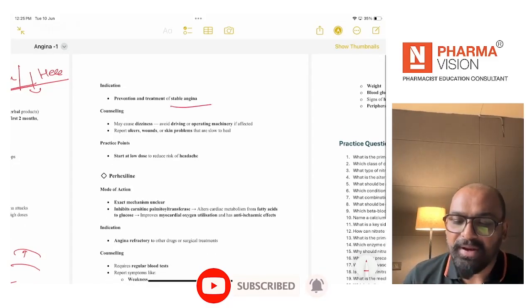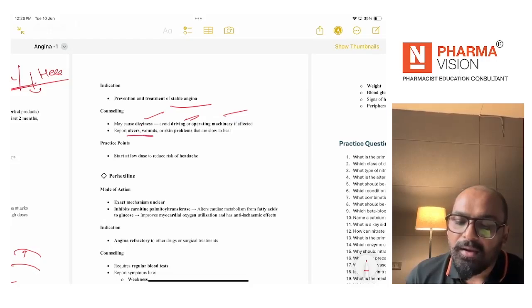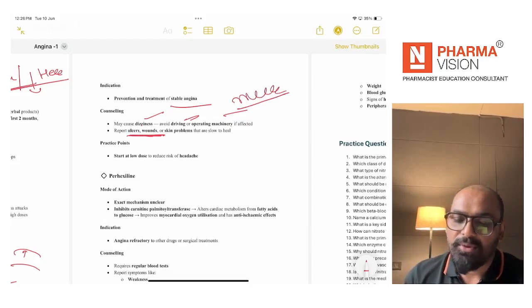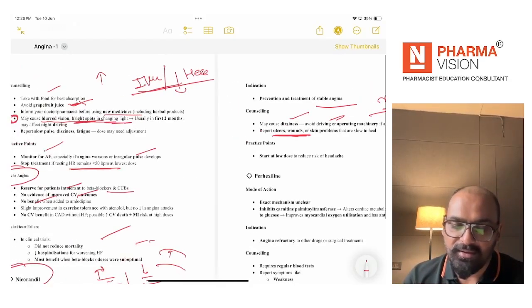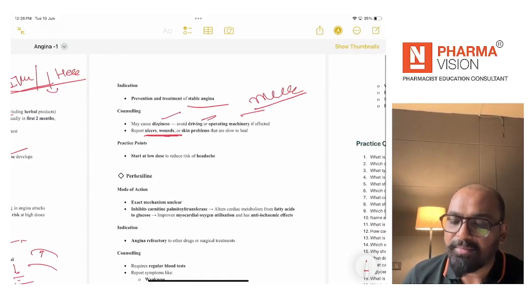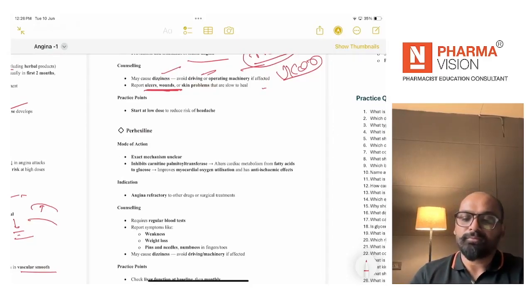Okay, for stable angina, because of the dizziness, if the patient experiences dizziness, avoid driving and operating machinery. Ulcer, mucosal ulcer. Okay, mucosal ulcer is the most important side effect associated with nicorandil. So when the patient is taking this kind of medication, always we have to counsel about the ulcer. And if you are getting the questions, you should be aware of it. Okay.